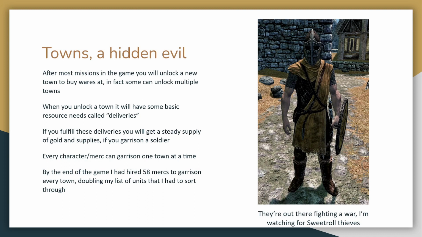And every character and mercenary can garrison one town at a time. And if they are garrisoning a town that does nothing to them in combat, it is purely for that steady supply of gold. Now, by the end of the game, I had hired 58 mercenaries to garrison every single town. That doubled my list of units that I had to sort through every time I wanted to build a unit formation.